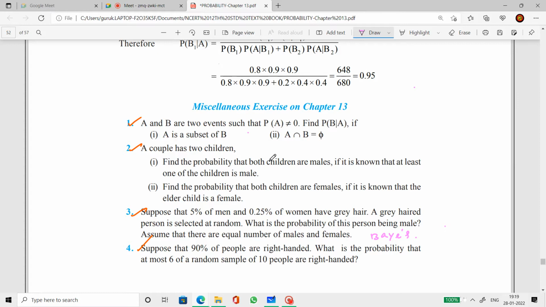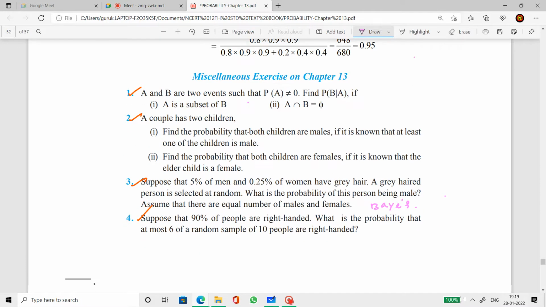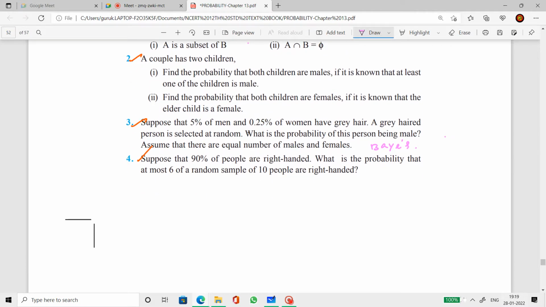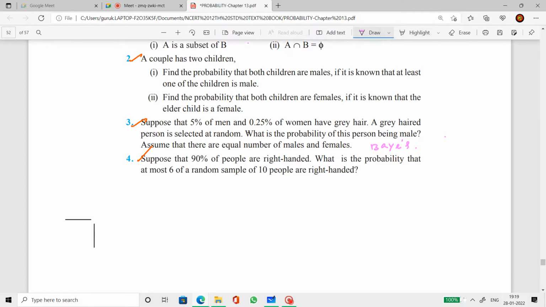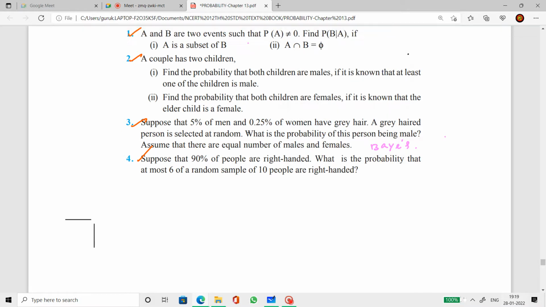So from the miscellaneous exercise, let's pick up the Bayes' theorem question and do it. Question number 3 is Bayes' theorem. 5% of men and 0.25% of the women have grey hair. A grey-haired person is selected at random. What is the probability of this person being a male? So you select a person and he has grey hair. What is the probability that he is a male?